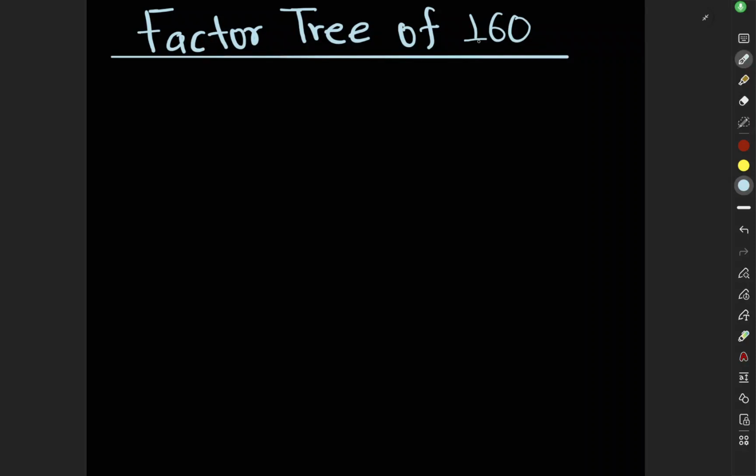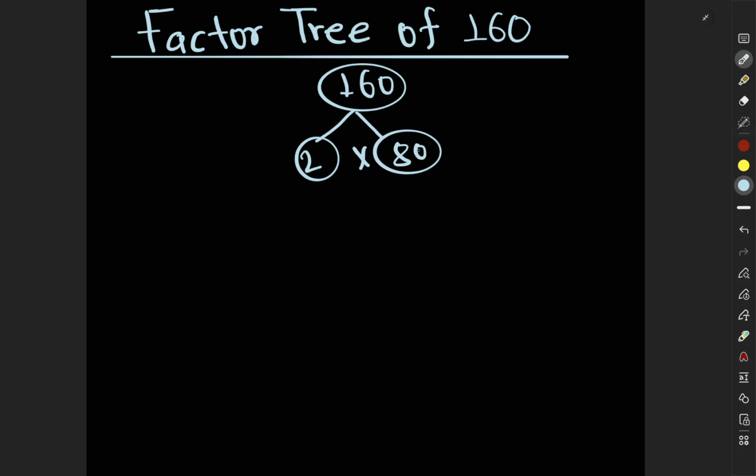Factors of 160. So 160 can be written as 2 times 80. 2 times 80 makes 160. Now 80 can be written as 2 times 40. 2 times 40 makes 80.